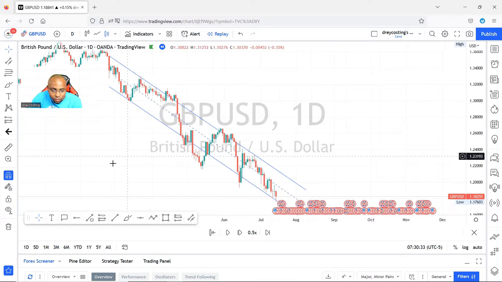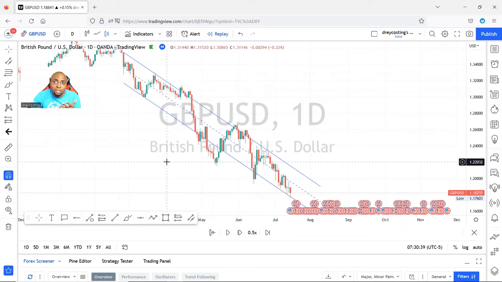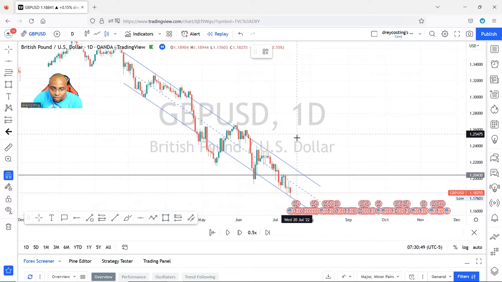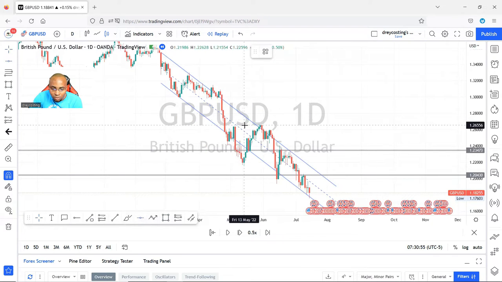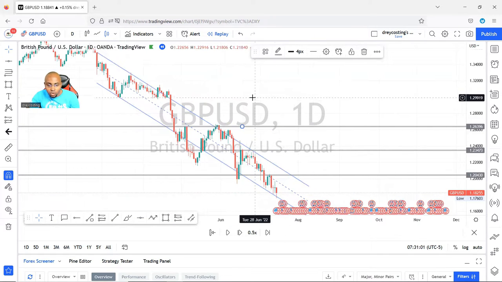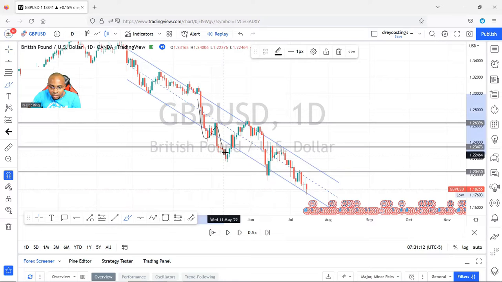Let's speak about the one that you might know, which is the horizontal support and resistance. Let me just make it easy. We could put a horizontal line here, one there, and we also could put one here. So this is the simple horizontal support and resistance that you know: break here, retest here, continue down.